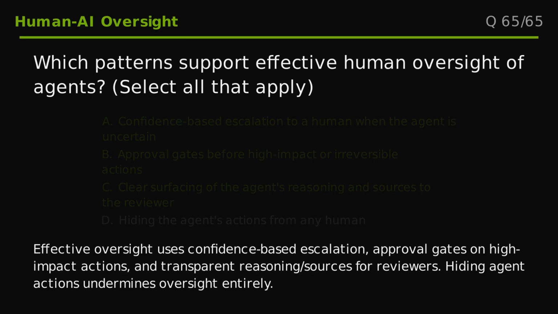Effective oversight uses confidence-based escalation, approval gates on high-impact actions, and transparent reasoning and sources for reviewers. Hiding agent actions undermines oversight entirely.